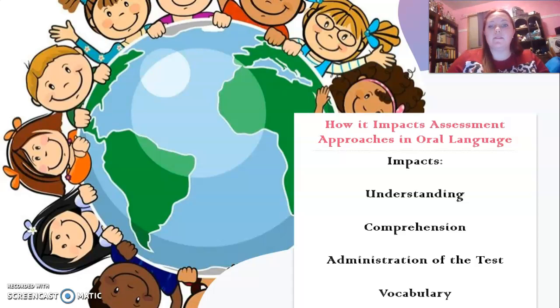Vocabulary is also impacted because some words could not be in their vocabulary. So for students that have English as a second language, they might have totally different vocabulary, such as the student who speaks Spanish as his first language. It is important when testing those students that all words they may not understand are explained to them.